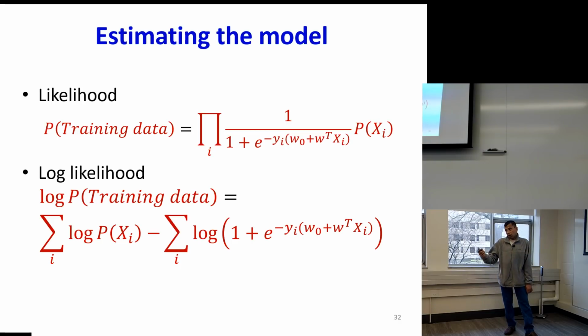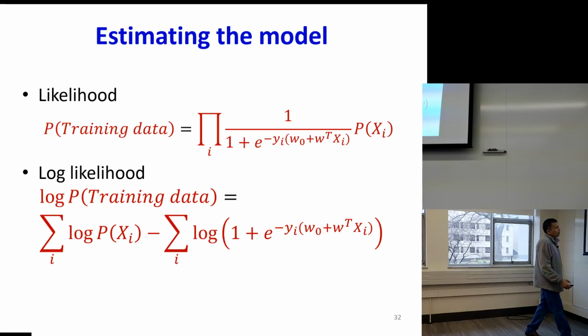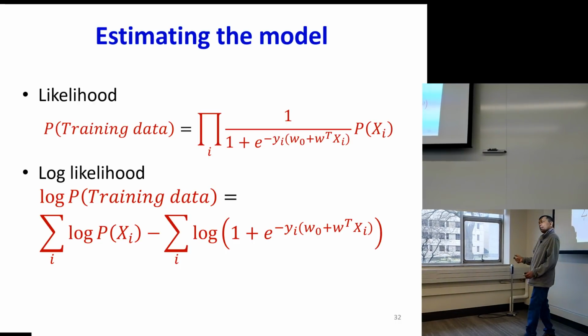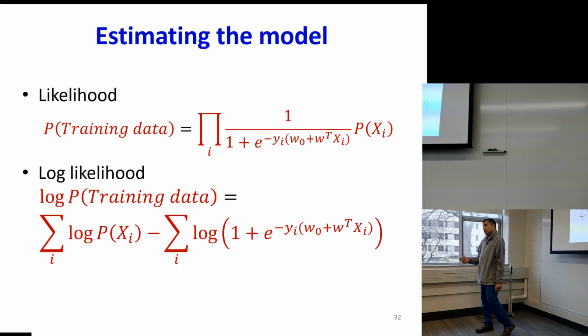So I could take the log of the probability of the training data. And if I take the log of the probability of the training data, you have the log of the P of x coming out on this side. And the second term, which is the log of the probability of y given x, is a function of the weights.